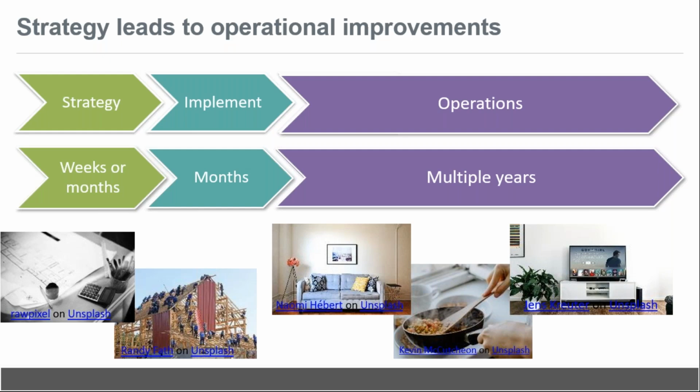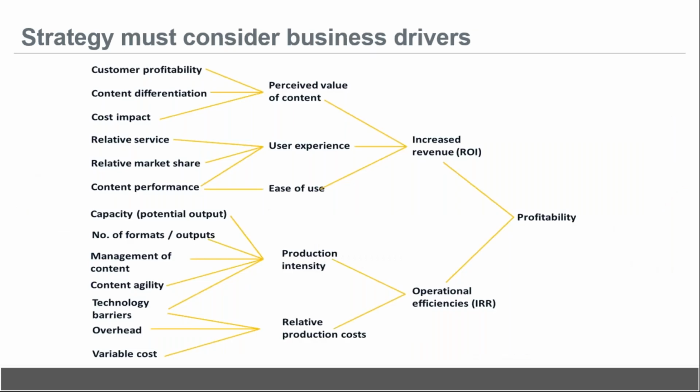So maybe that's the benefit that you get out of it, but you'll get that benefit for years, consistently, once it's implemented. So if you think about it, your strategy has to consider business drivers, because if you look at the right-hand side of this graphic, it all comes down to profitability. So there are two ways to get profitable. Either you increase your revenue, so return on investment, or you increase your operational efficiencies, which is IRR, or you likely do a combination of both.